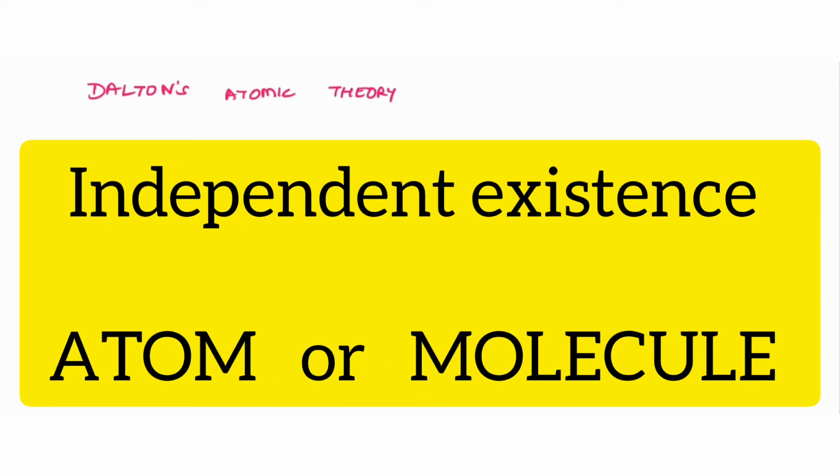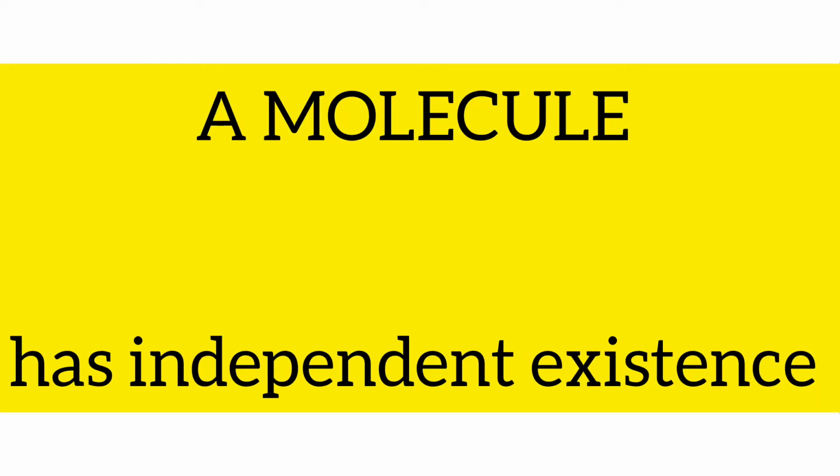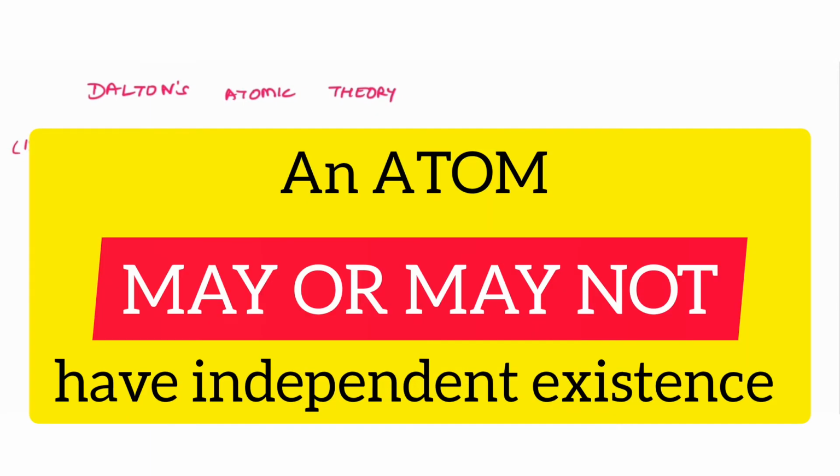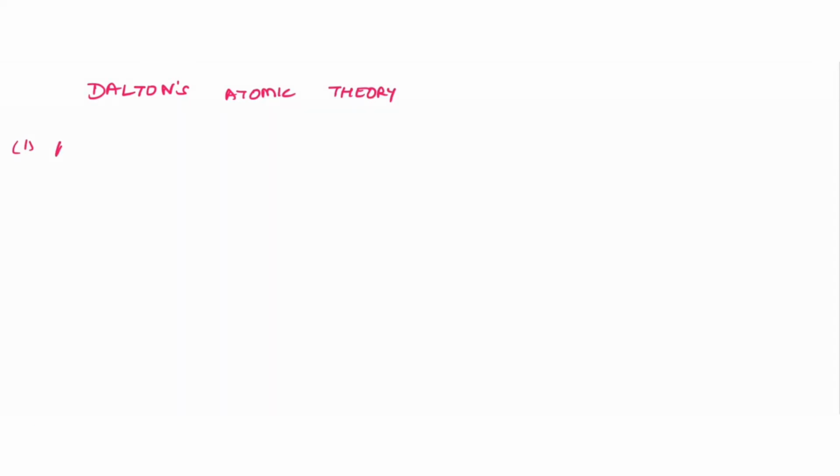For example, when you take hydrogen, it exists as an H2 molecule in the atmosphere and not as an H atom. That's why we say it may or may not have independent existence. But the smallest particle of a substance which is capable of independent existence is called a molecule. So a molecule is always able to exist independently, but an atom may or may not. This is one point I wanted you to keep in mind.